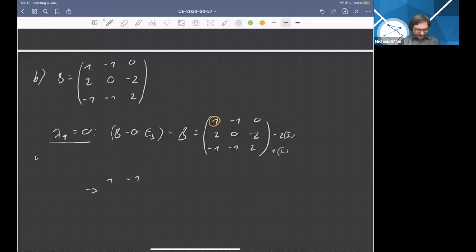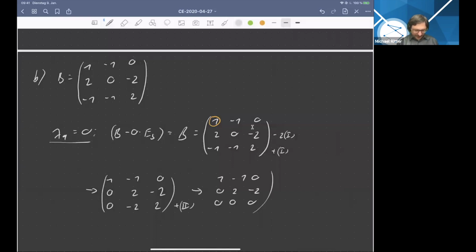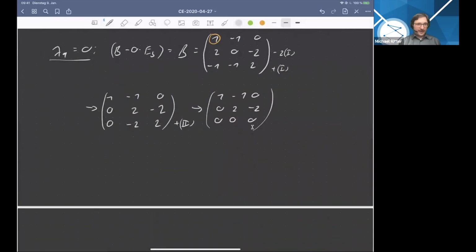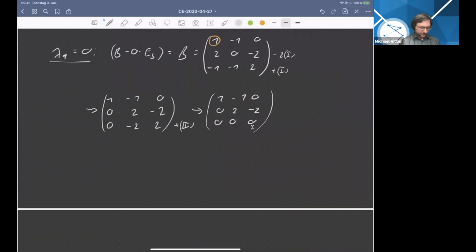That yields the same first row. Then we get 0, 2, -2, and for the third row, we get 0, -2, 2. And then you can hopefully see that if I just add the second row to the third, I get a 0 row here. So the first 2 rows just copy, and the third one becomes a 0 row. Okay, and I'm done. The result has rank 2, so I'm getting a 1-dimensional eigenspace.